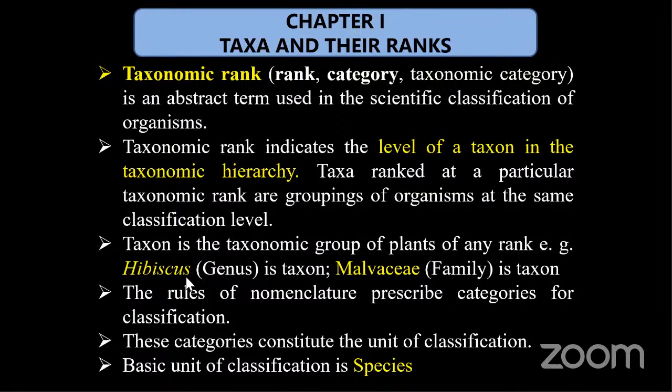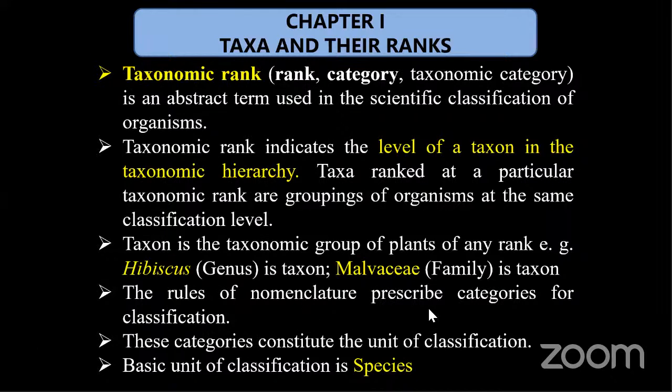For example, Hibiscus is a genus, and Malvaceae is a family. Actually, Malvaceae is a taxon, and family is a category. And when we denote the position of Malvaceae, the family comes under the order, and it is just above the genus level. That position is denoted by the rank in the hierarchical level. So these are the three different aspects: rank, category, and taxon.